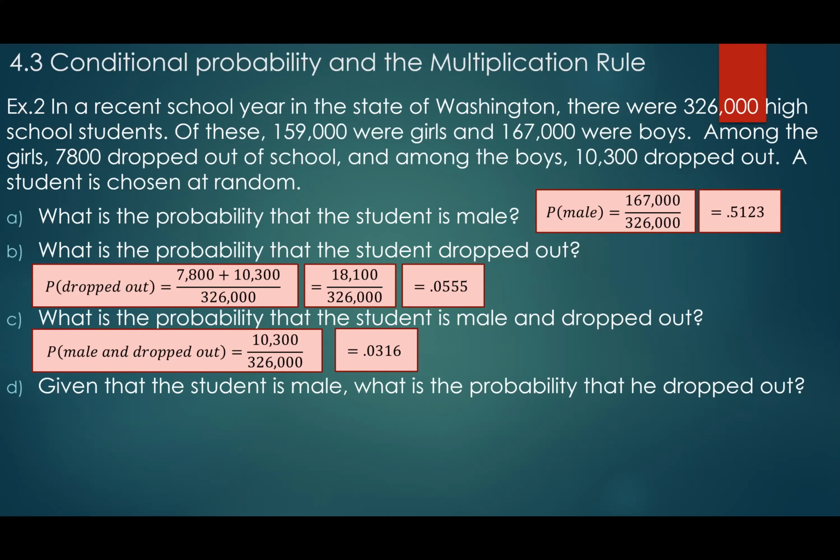So given is a male, meaning now, are we looking at the 326,000 as a whole? Hopefully you say no, right? Because it's the word given, meaning some condition has to be met. We need to take the condition, which is the male, right? So looking at this thing here, do you agree that there are 167,000 males, right? And out of 167,000, only 10,300 are dropping out, right?